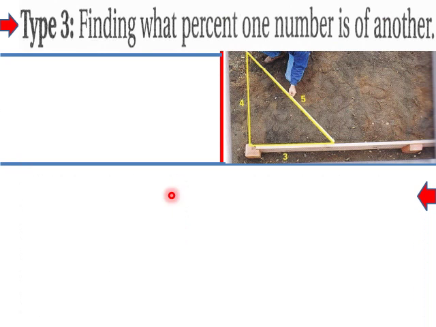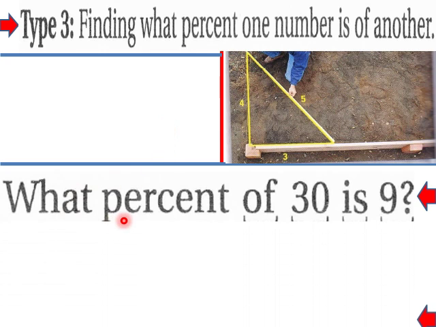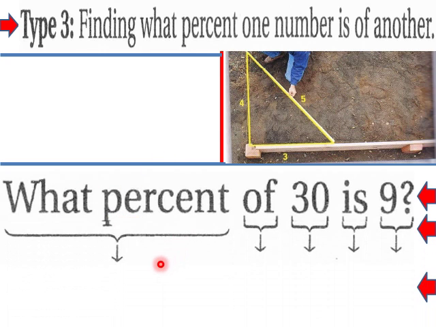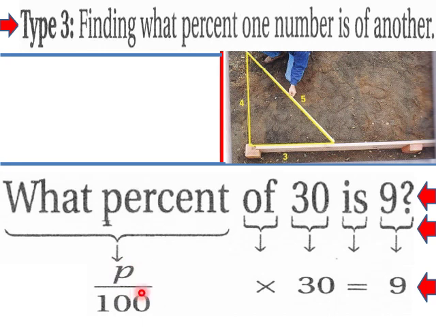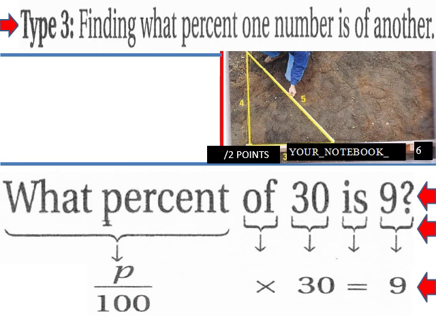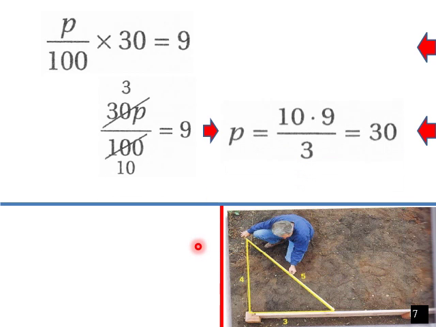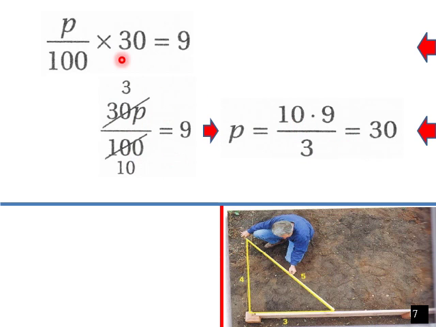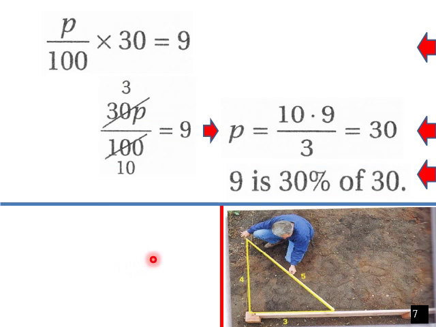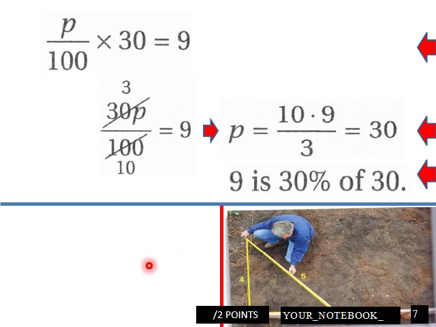So we have finding what percent of one number is of another. What percent of 30 is 9? So from here, what percent, p over 100 times 30 equals 9. So what do we plug into that? We do our algebra here, and we solve for p. P equals 100 times 9 over 30, which equals 30. 9 is 30% of 30.